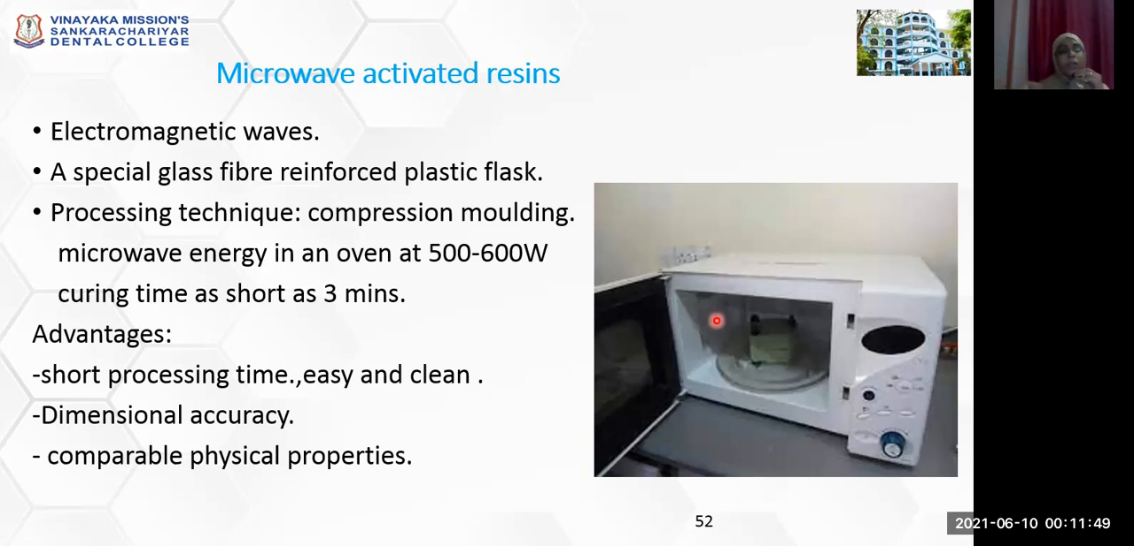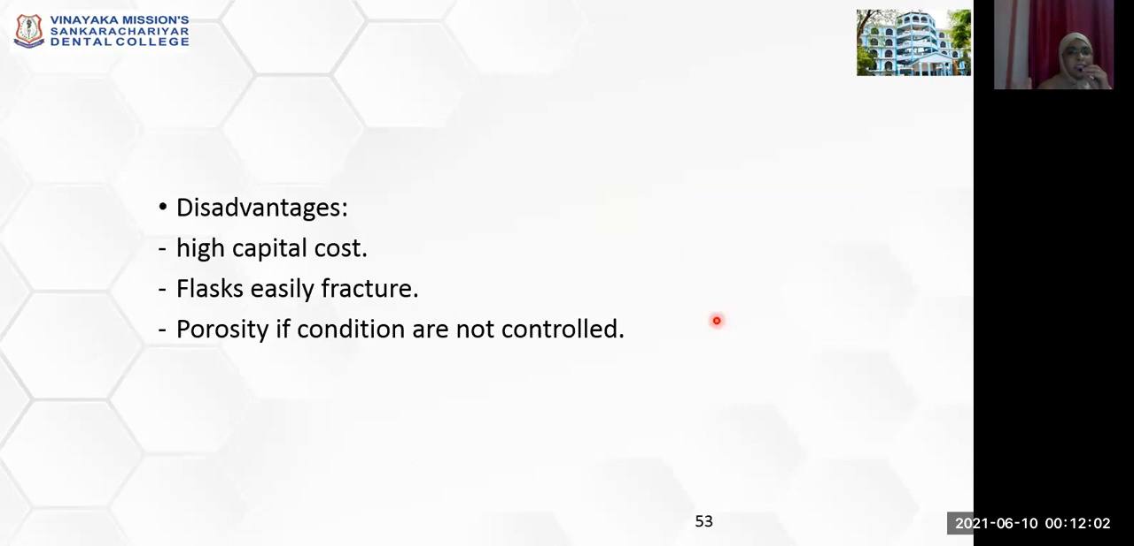The curing time is very short, say around 3 minutes. The main advantage is that the curing time is very less, the dimensional accuracy is also very good, and physical properties are equally good as your heat cure resins. The disadvantage is that initially the flask and oven, all that which you have to buy, capital is going to cost you more, and flasks can fracture easily, so you have to be careful in handling it. If you don't control the temperature, watts and timing, there are chances of porosities.